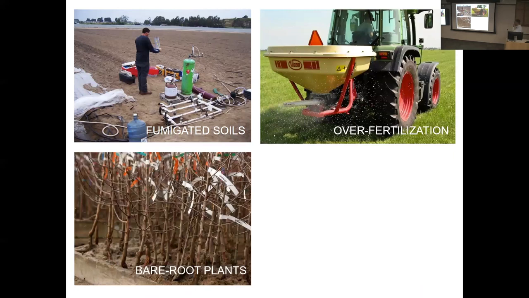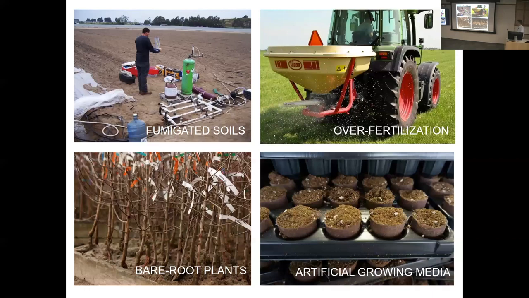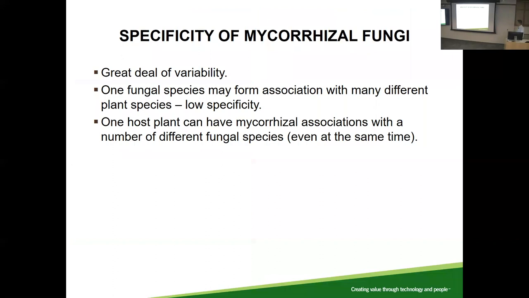beneficial. In fumigated soils, fumigation kills most of the soil microorganisms. Over-fertilization is not positive for mycorrhizae, particularly nitrogen and phosphorus. Bare root trees or transplants are particularly good subjects for the use of mycorrhizae, and so are artificial growing media. It's something where mycorrhizae naturally is not there.